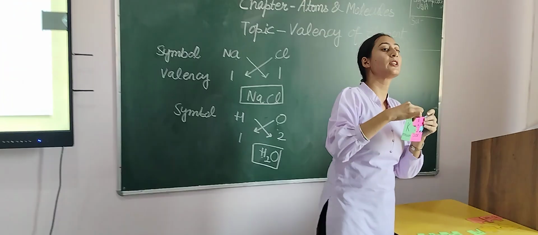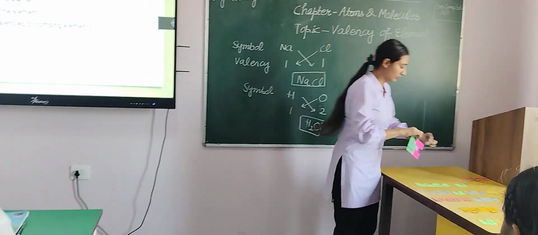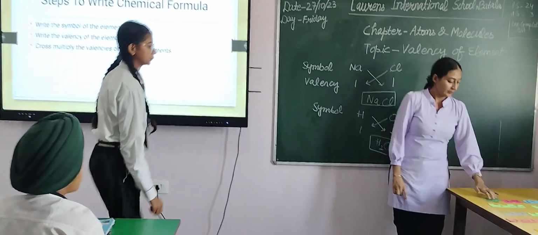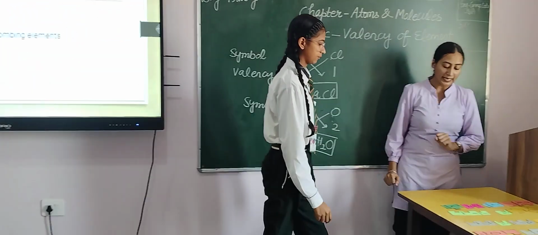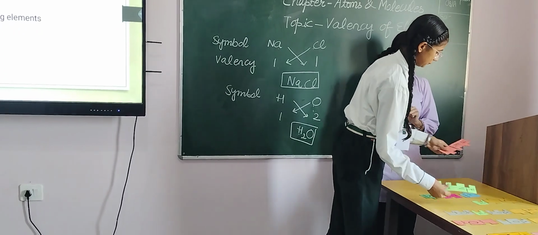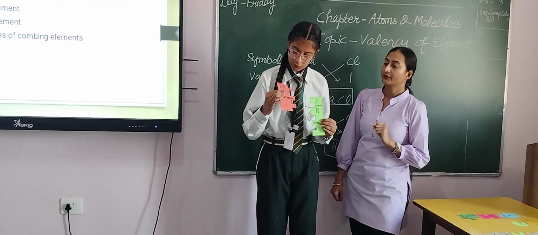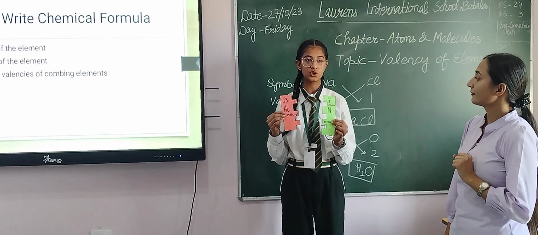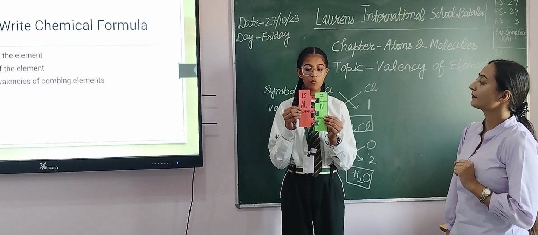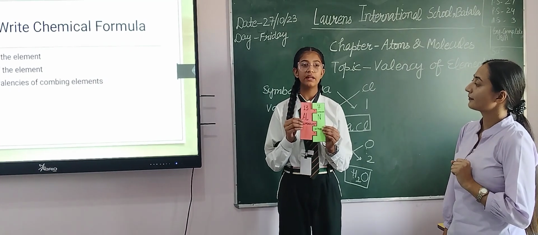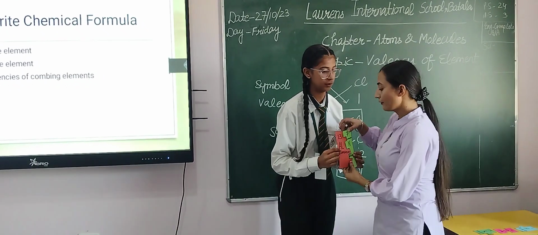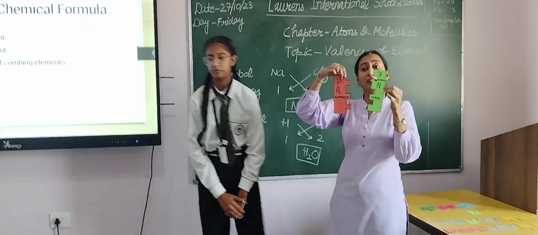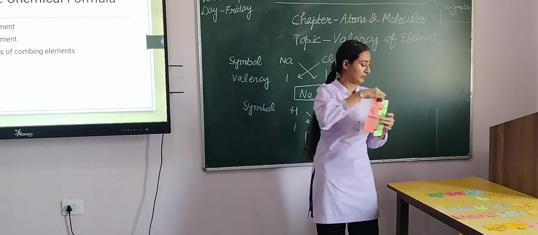Now I would like to call Eklur. Can you please come up and make one formula for me? First of all, you have to pick any random card from this. Yes, good. So this is aluminium. This has valency... on this, we get Al. Good, very good. Thank you. What is the formula for aluminium nitride? It will be Al, and we have satisfied their valencies as well.